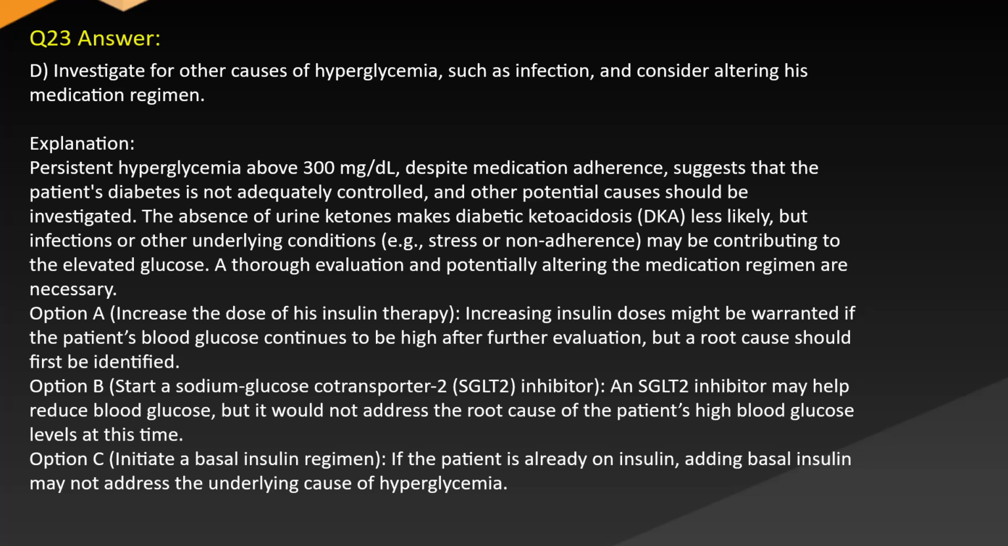Option A, increase the dose of his insulin therapy. Increasing insulin doses might be warranted if the patient's blood glucose continues to be high after further evaluation, but the root cause should first be identified. Option B. Start a sodium glucose cotransporter 2 (SGLT2) inhibitor. An SGLT2 inhibitor may help reduce blood glucose, but it would not address the root cause of the patient's high blood glucose levels at this time. Option C. Initiate basal insulin regimen. If the patient is already on insulin, adding basal insulin may not address the underlying cause of hyperglycemia.